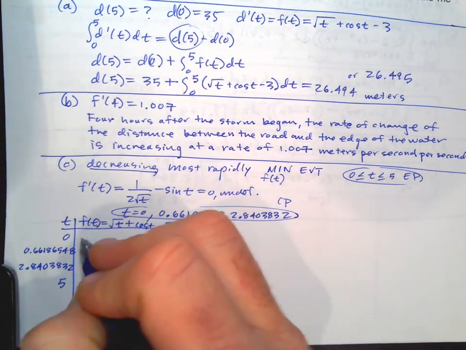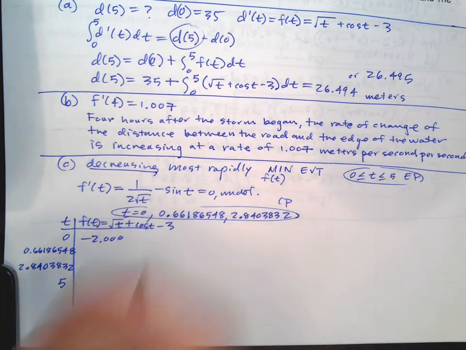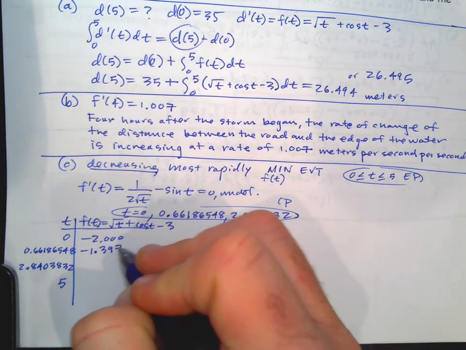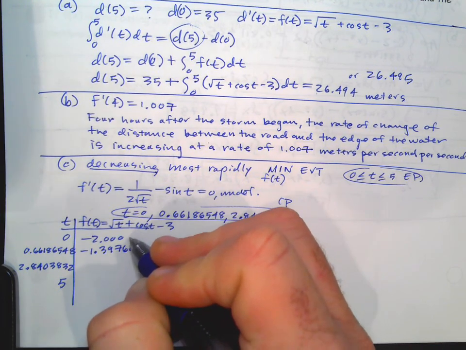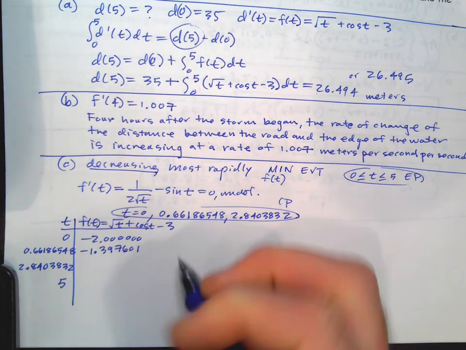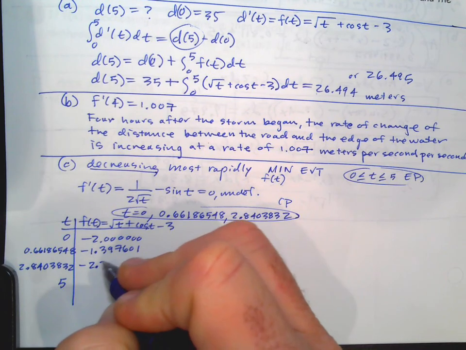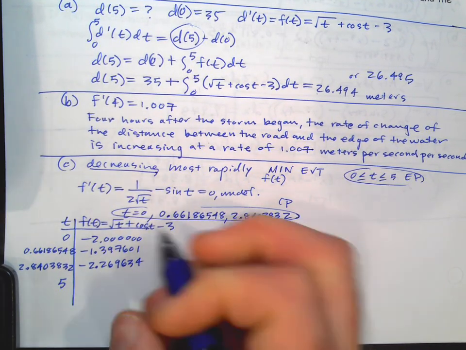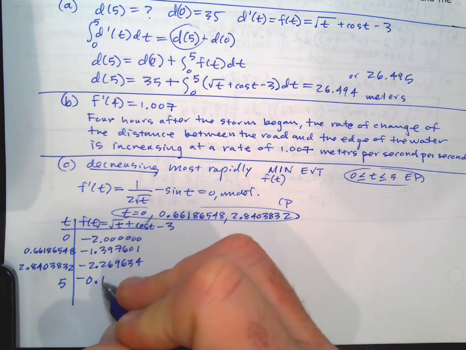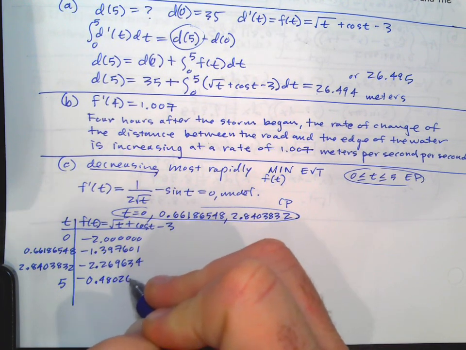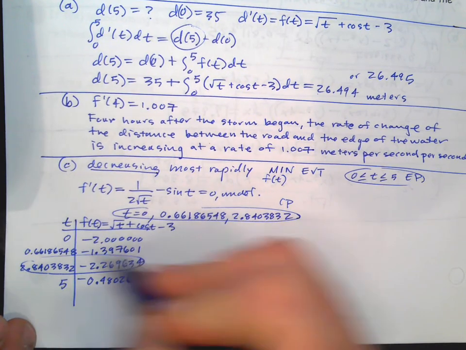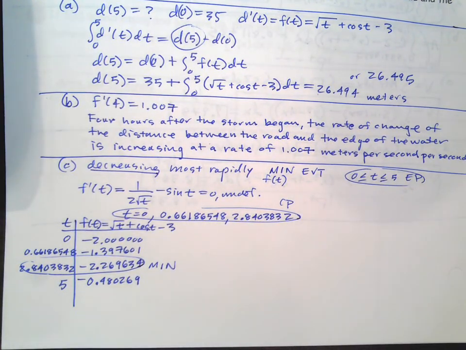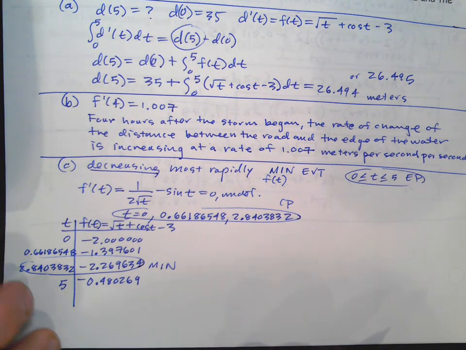So this is negative 2.00. Next one is negative 1.397601. Next one is negative 2.269634. Next one is negative 0.480269. So which one is the min? Right there. That's when it's decreasing most rapidly.